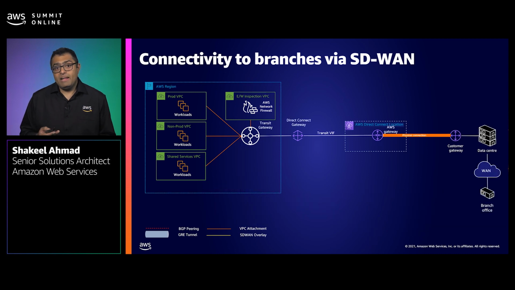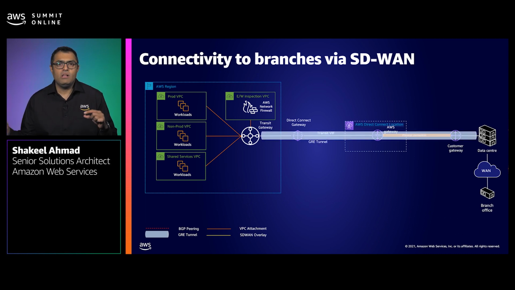If you have an SD-WAN appliance, let's say on premises today, you can also use the Transit Gateway Connect feature to create a GRE tunnel between the on-premises appliance and Transit Gateway to get that native integration all the way from on-premises into Transit Gateway.